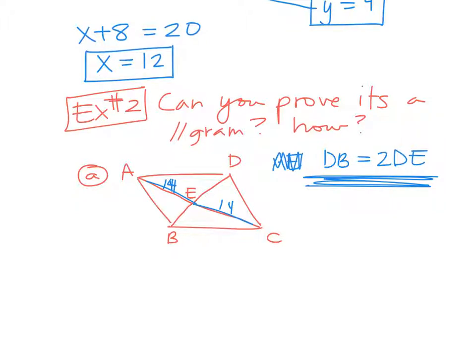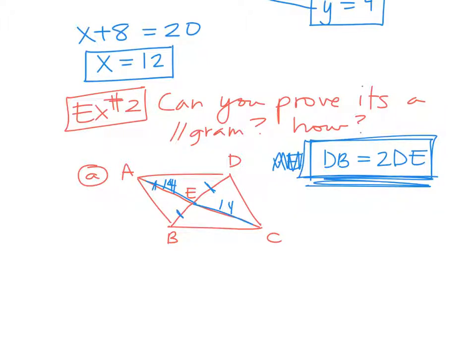Can you tell me right now that that's a parallelogram? Because they double bisect. Because if DB is double DE, then that means whatever this is has to be the same as this, right? So DE and EB have to be the same if one is double the other, okay?